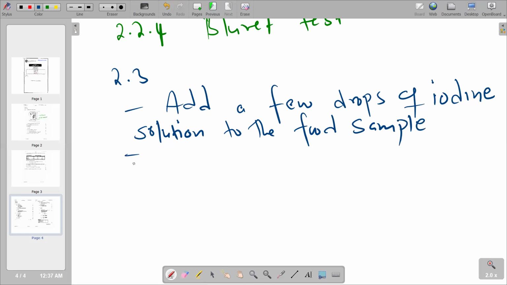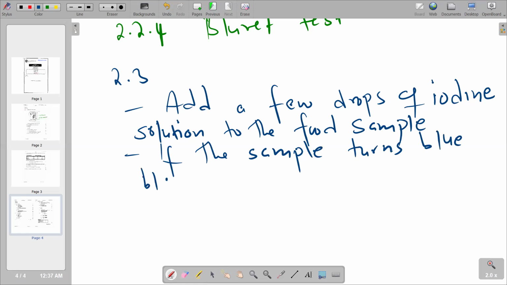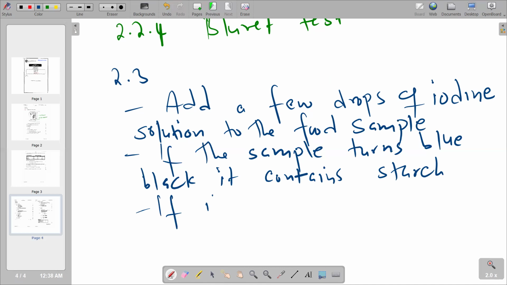And then if the sample turns blue-black, then it shows that it contains starch. But on the other hand, if it hasn't turned blue-black, it means it's going to remain brown. So if the sample remains brown, it also shows that starch is absent.